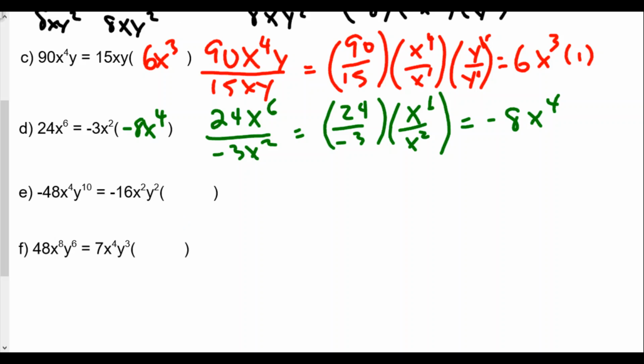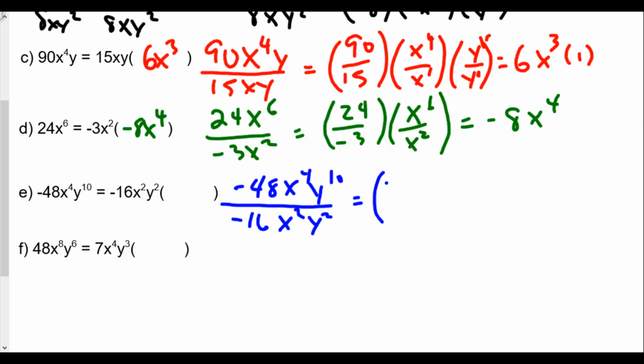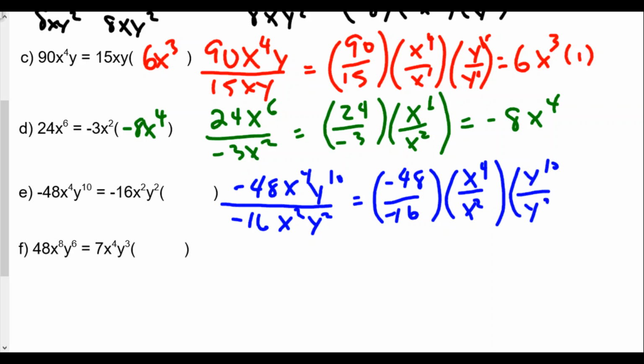Now for E, we have negative 48 x to the 4th, y to the 10th, divided by negative 16 x squared, y squared. And so again, we group the numbers together as negative 48 over negative 16, x to the 4th over x squared, and y to the 10th over y squared. And we're going to get, in this case, negative 48 divided by negative 16 will give us positive 3. And then we have x to the 4th divided by x squared. Well, 4 minus 2 is 2, so we have x to the 2nd power. And then y to the 10th divided by y squared will be y to the 8th power. So our answer will be 3x squared y to the 8th.